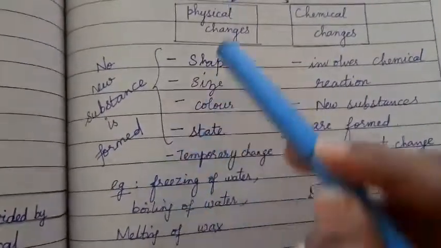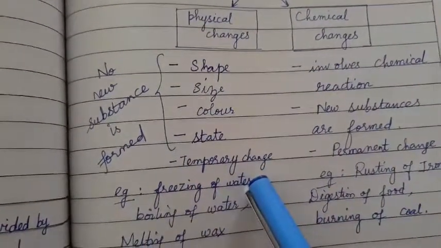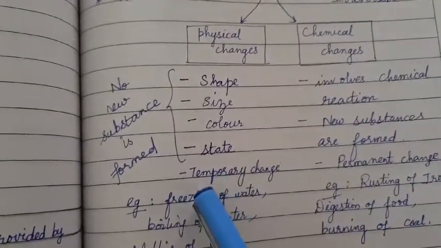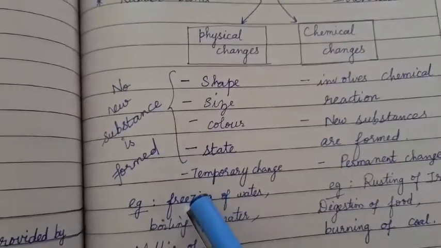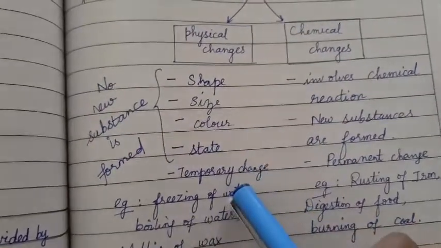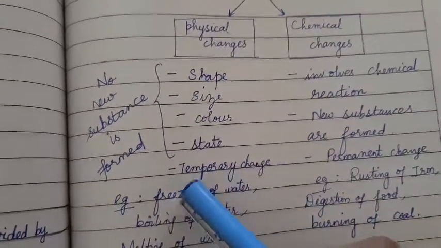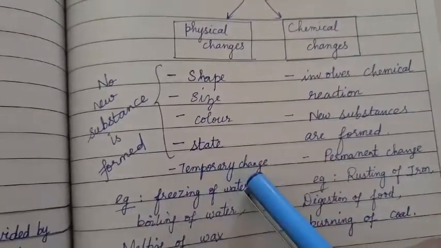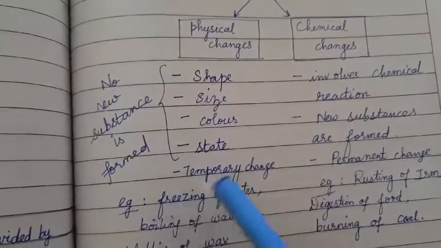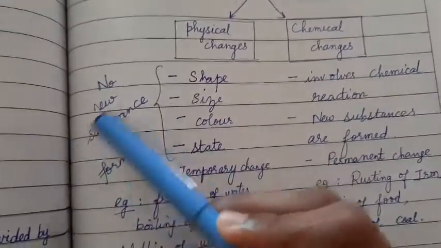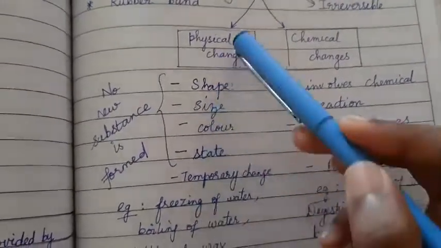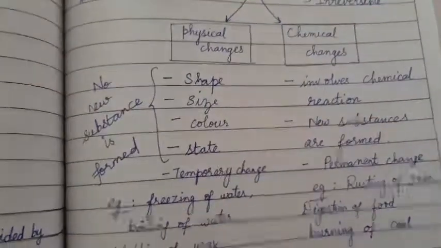Examples for physical changes can be freezing of water. Water is in the liquid state. When it is freezed, it forms ice cubes, so it becomes a solid. There occurs a change in the state of matter, liquid to solid. Clear? Here no new substance is formed. Water and the ice cubes have the same composition. There is no new substance formed and it is a reversible change. So I can tell it is a physical change.